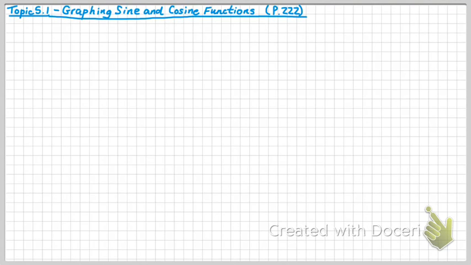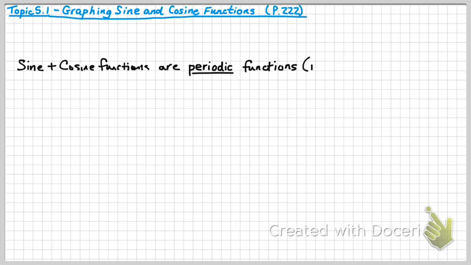Okay, today we're going to look at Math 30-1, Topic 5.1, the graphs of the sine and cosine functions. This starts on page 222 of your textbook. Here we're going to look at sine and cosine functions, and we're going to say that they're what we call periodic functions because they repeat.